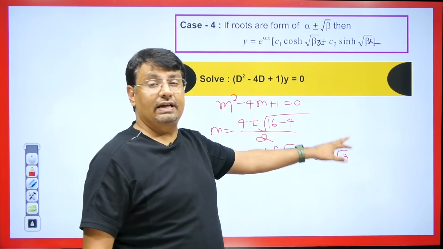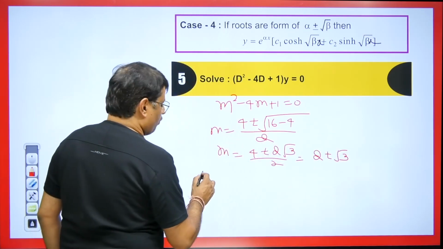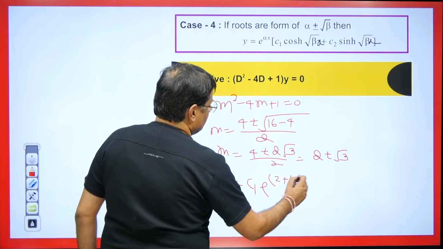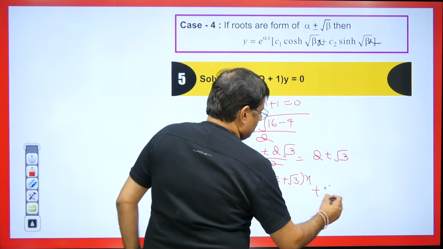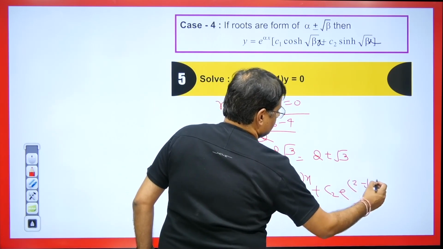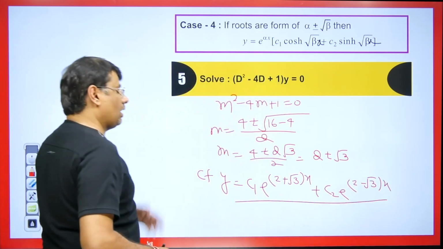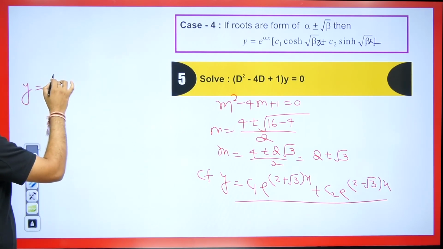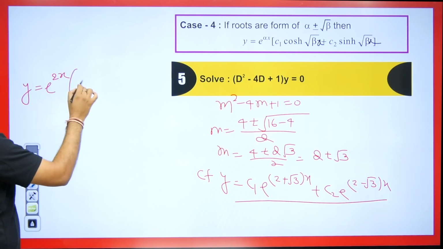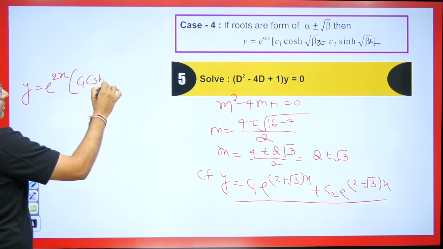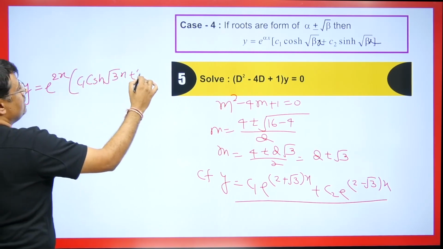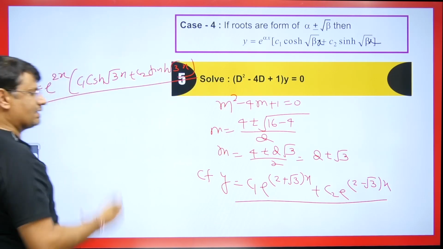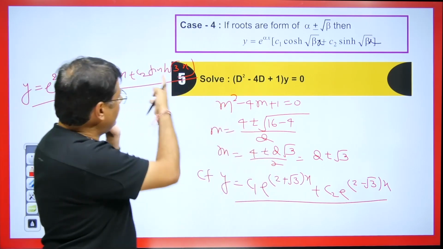So now we know that this is an irrational root. In that case, its CF will be calculated. In some books, it will be written like C1 e to the power (2 plus root 3)x plus C2 e to the power (2 minus root 3)x, right? Sometimes it is also written like this. And you can also write it like the formula I mentioned. It will be e to the power 2x, and then C1 cos hyperbolic root 3x plus C2 sin hyperbolic root 3x, right? You can write in any of the forms. We will get the same answer on simplifying.